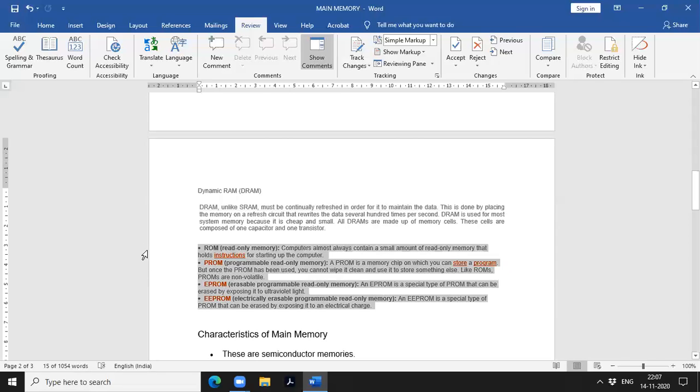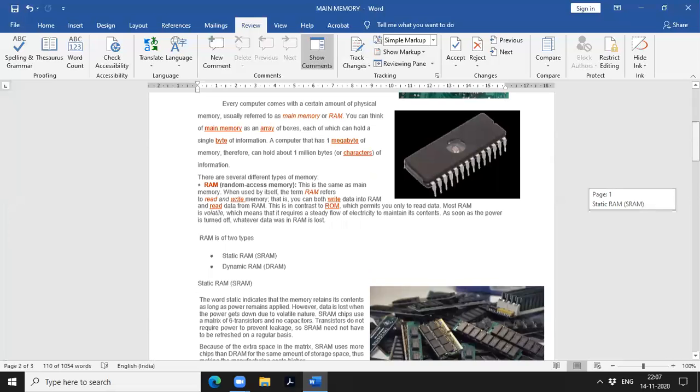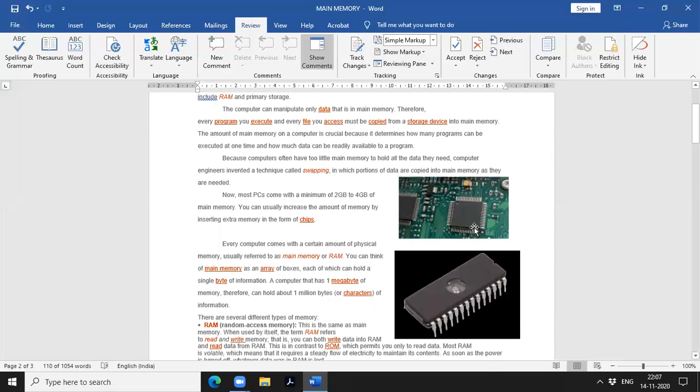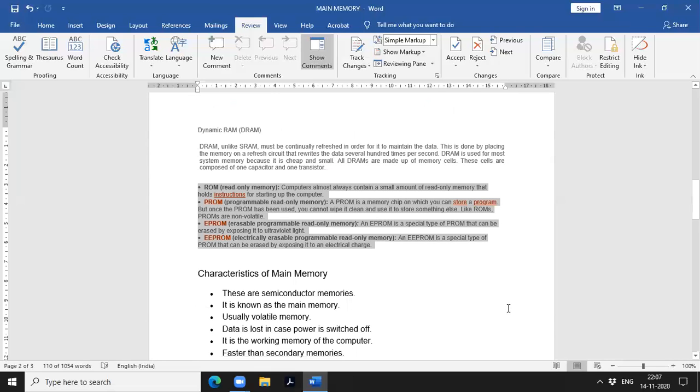Now next we will see about ROM, read only memory. These are all the ROM chips. As I already showed you, this is the ROM chip, read only memory chip. It is also a PROM chip, that is programmable read only memory. I will show you what all these things are. Read only memory is also called startup ROM or firmware.